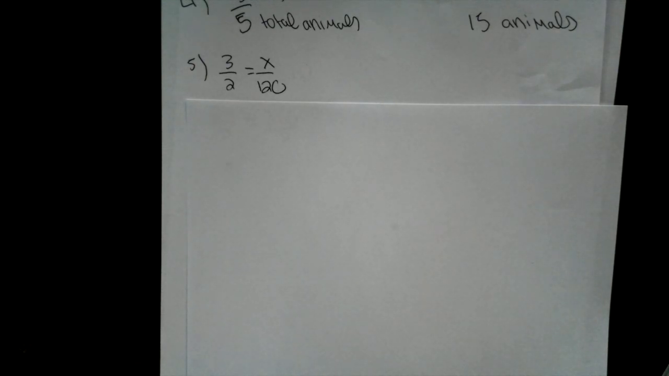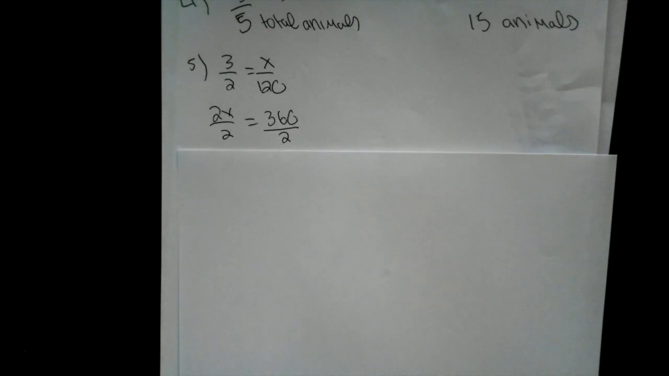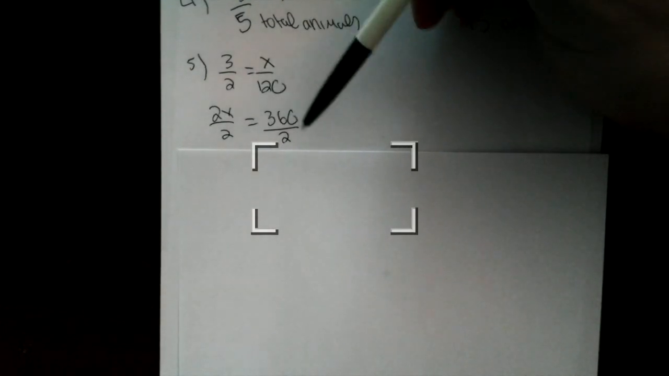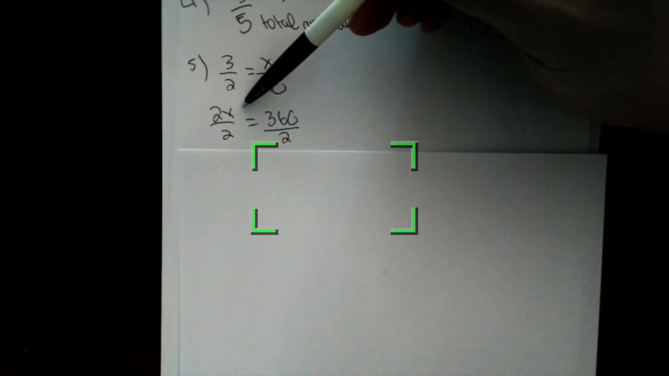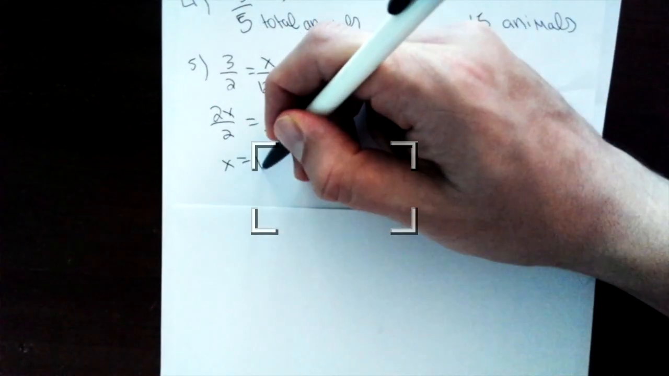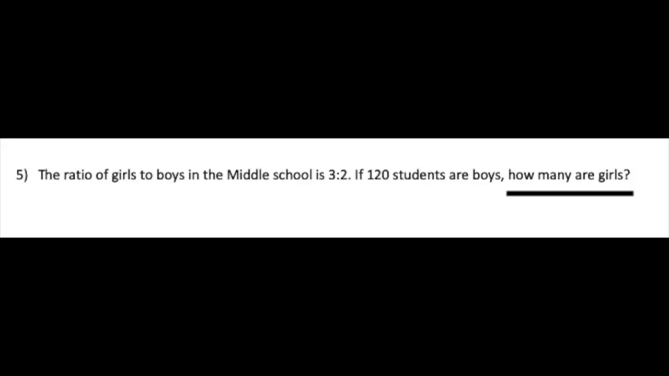Where the 3 is the number of girls, and the 2 is the number of boys. And the 120 is the number of boys. So we're looking for the number of girls. Now we have to solve for x. We'll multiply opposite to get 360 is equal to 2x. To get x by itself, we'll divide both sides by 2 to get x is equal to 180. So how many are girls? There are 180 girls.